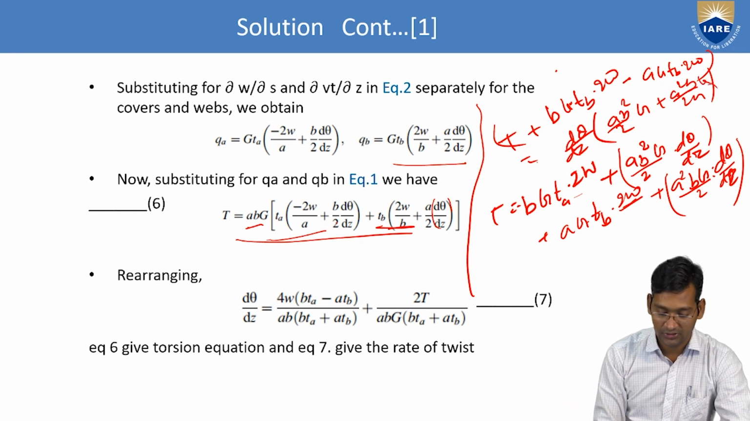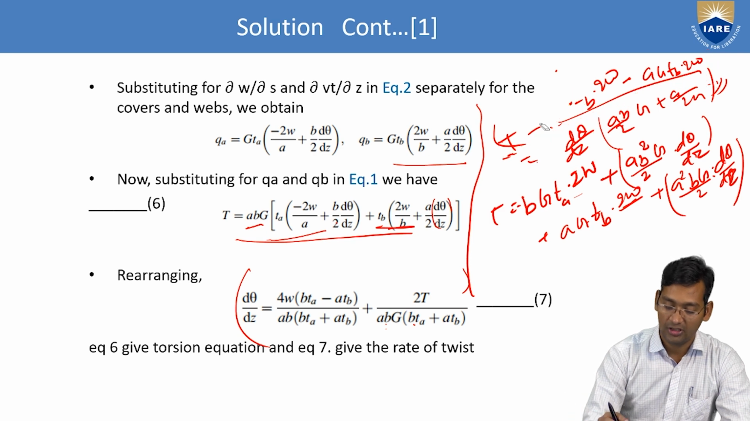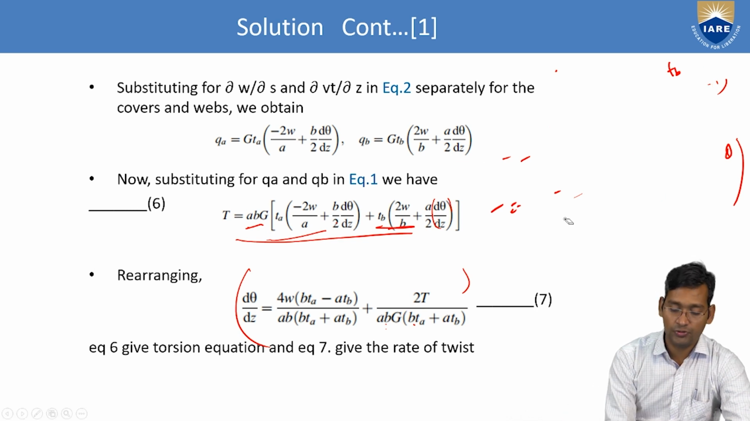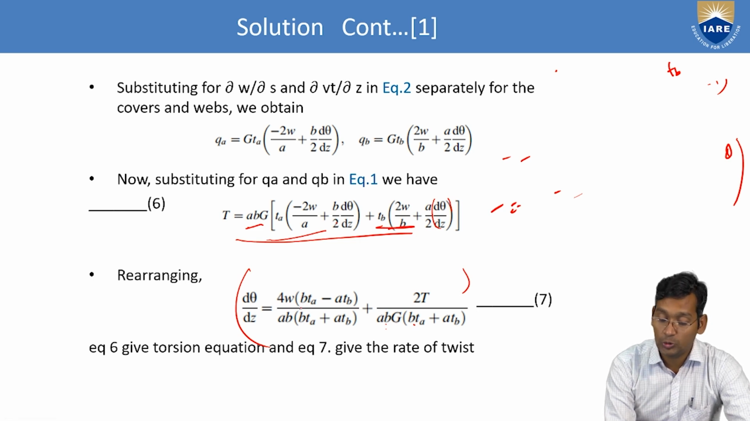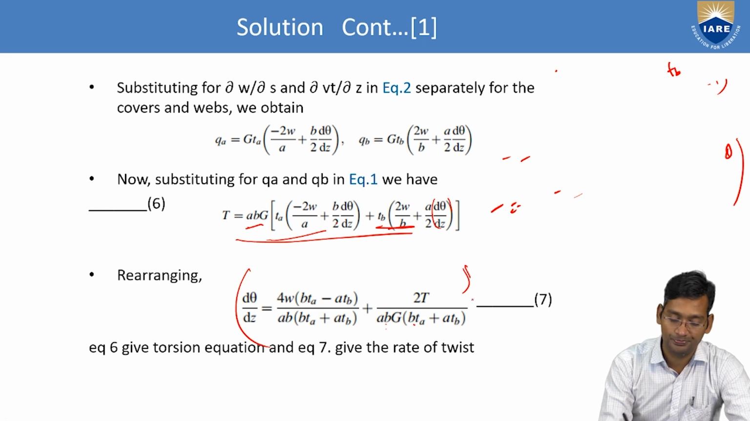After taking ABG common, we get B TA from here for this term. Once you put that on, divide this whole thing to the other side, so the two terms will be this divided by this whole thing and this divided by this whole thing. After simplifying, you will get d theta by dz equals 4w into b into ta minus a into tb divided by ab into bta plus atb, plus 2t by ab into ab g into b into ta plus a into tb.